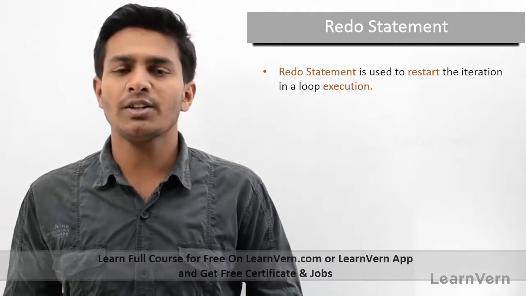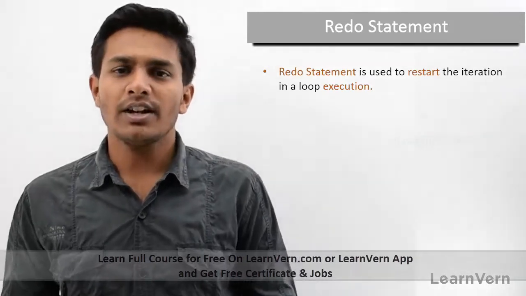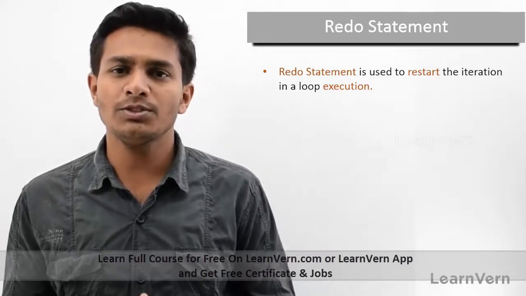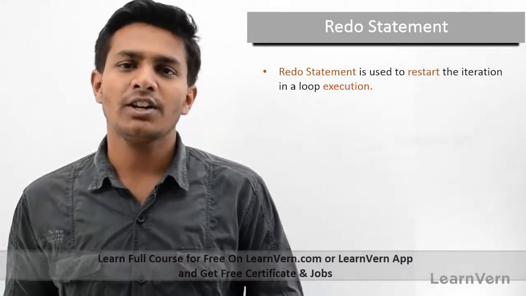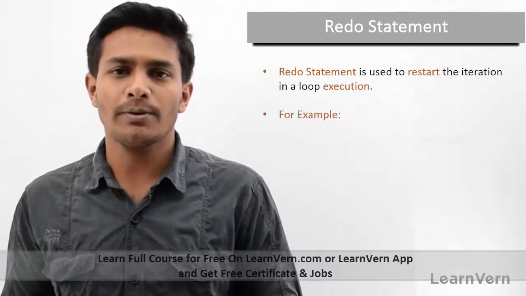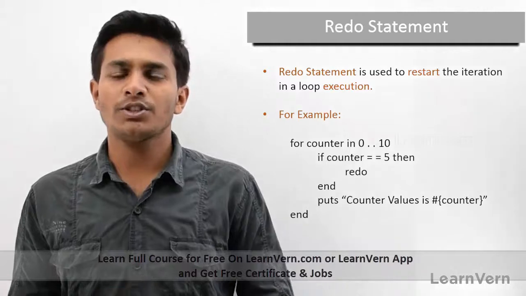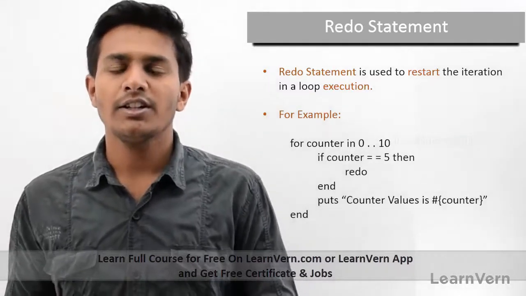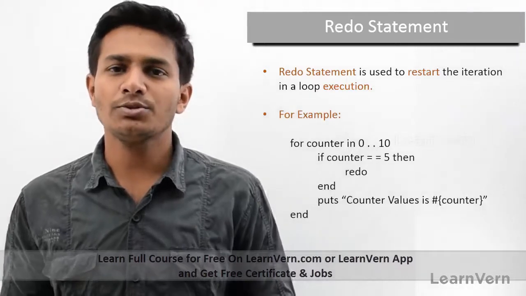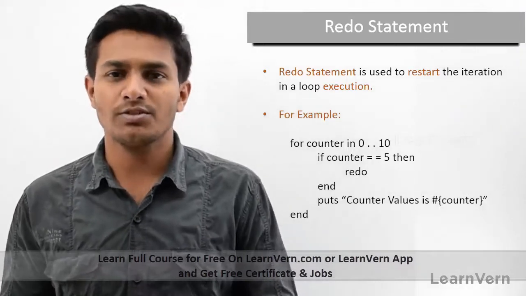So if we are iterating from 1 to 10 and after completion of the 7th iteration, I want to again start from 0, in that case we can use this redo statement. Here in an example, I am iterating from 0 to 10, and if my execution reaches iteration 5, I need to start the execution from scratch, from 0.